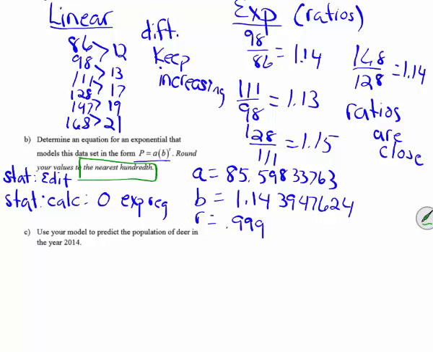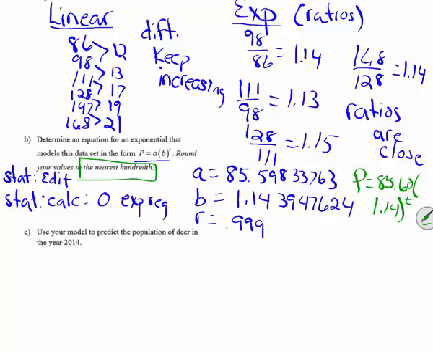So now I'm going to put it into my formula. P this time, because we're talking about population. P equals 85.60 times 1.14 to the t, because they're talking about time and population. All right, so there's your exponential regression.